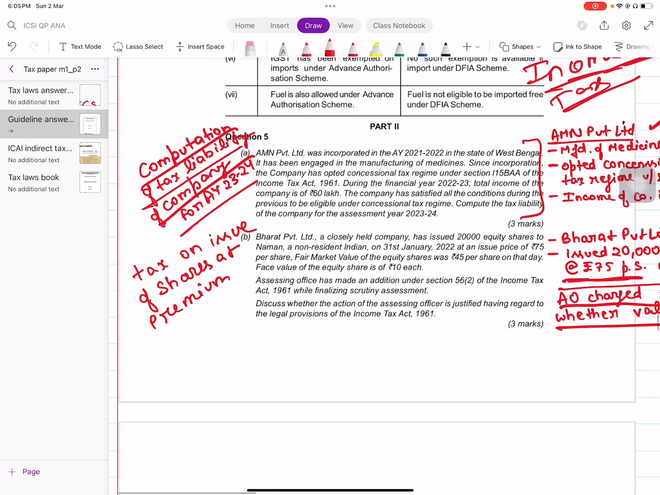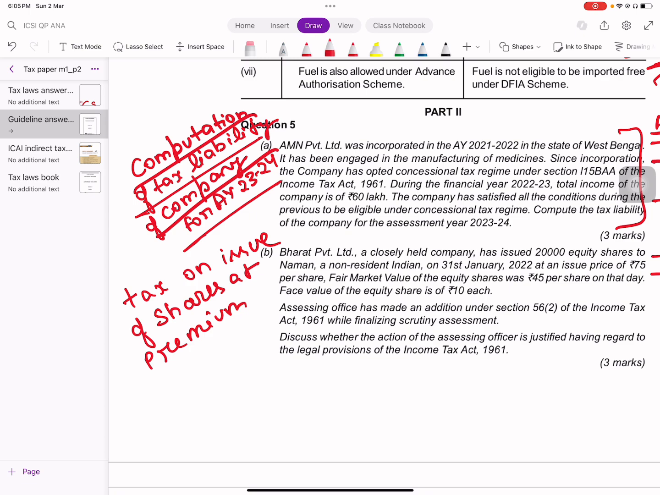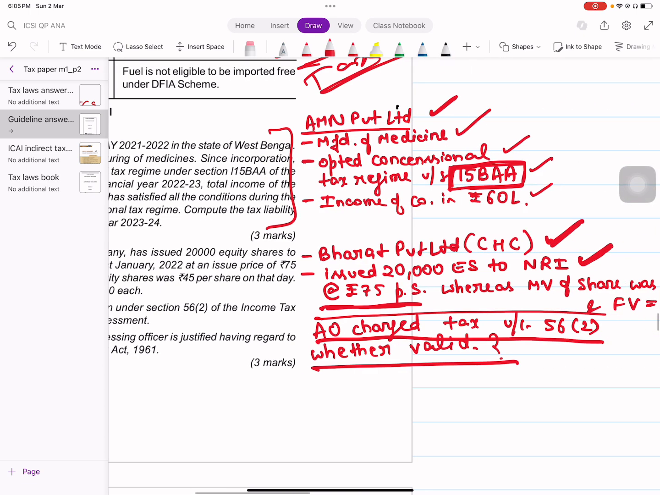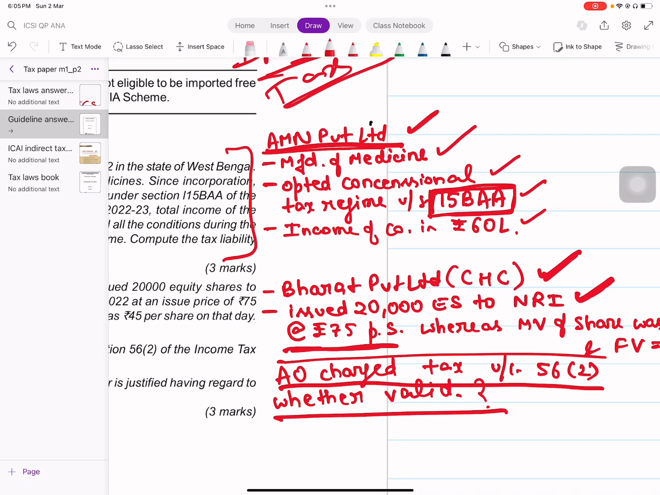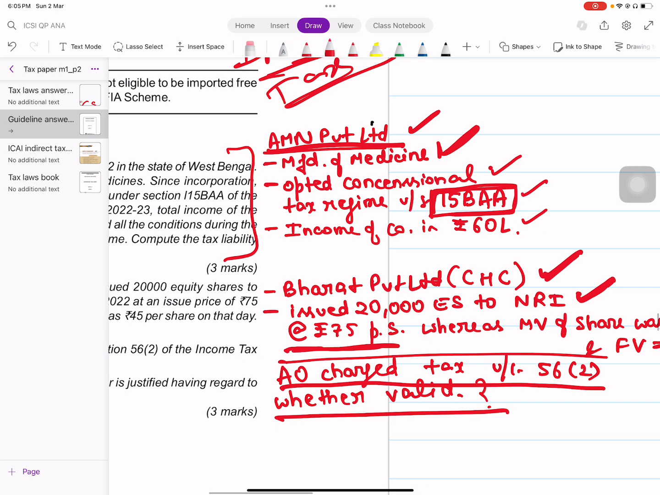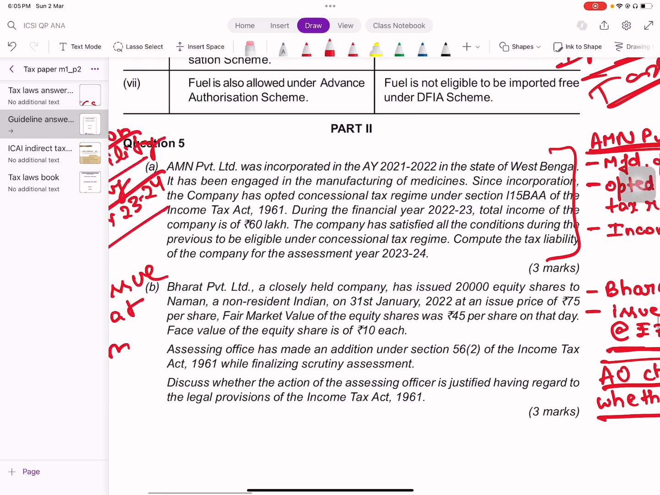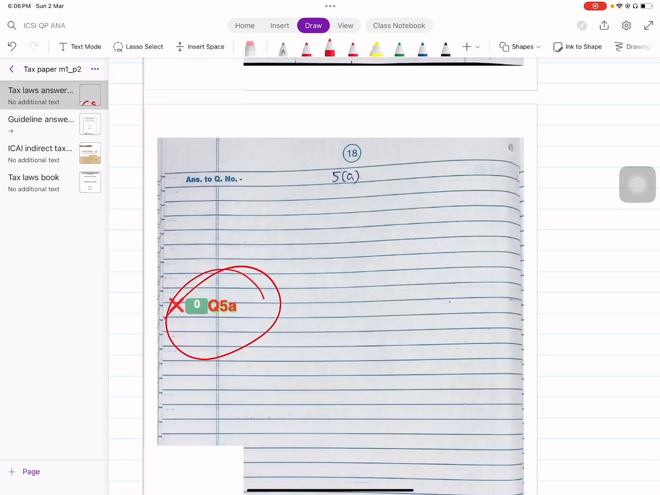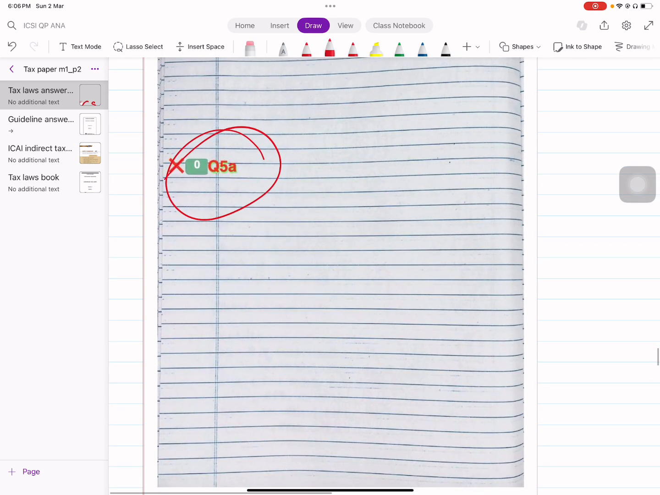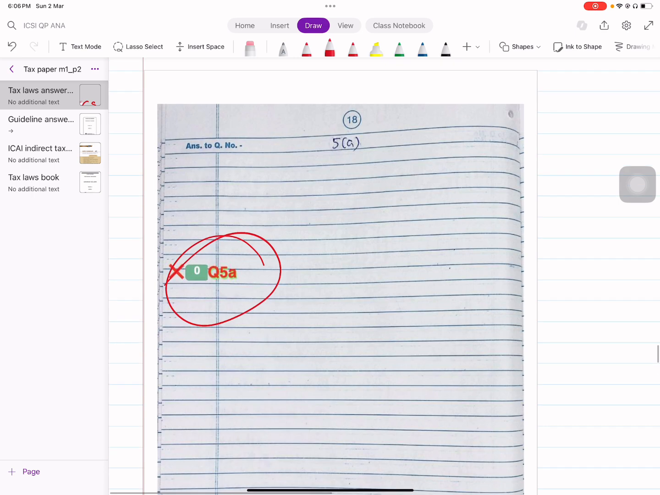Question number 5A: we have to calculate the tax liability of the company for assessment year 2023-24. The company was AMN Private Limited, a manufacturer of medicine, which opted for the concessional tax regime under section 115BAB. The income of the company was 60 lakh. I was not able to recall the rate applicable under that section, so I have not answered the question. There was no point in answering if I am not able to recall the rate. It would be a wastage of time. That's why I have left it.